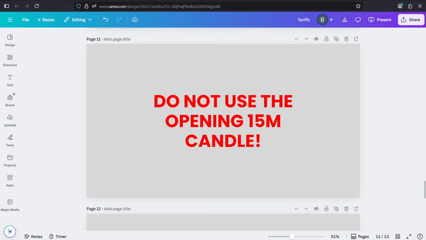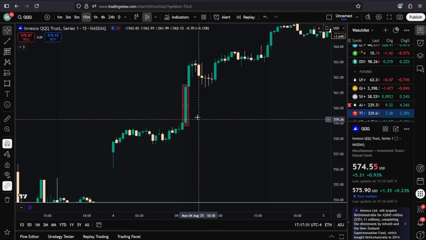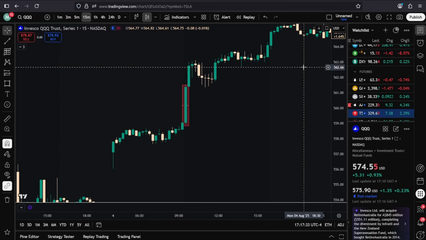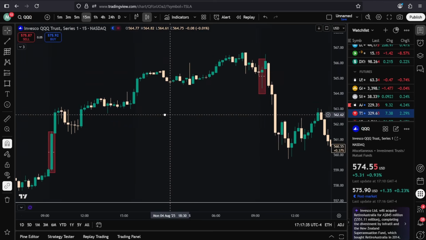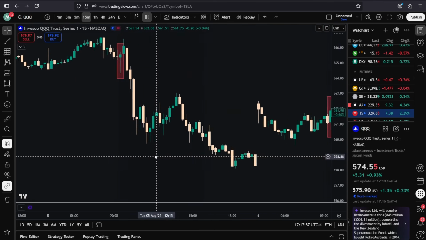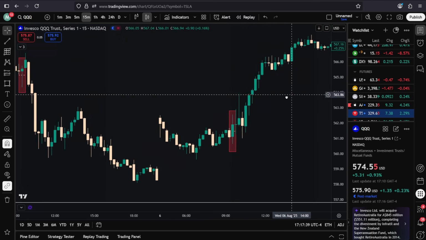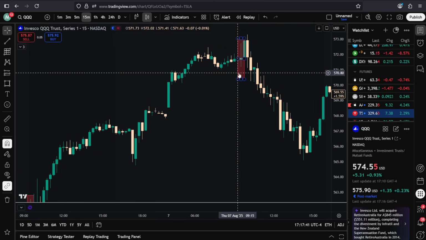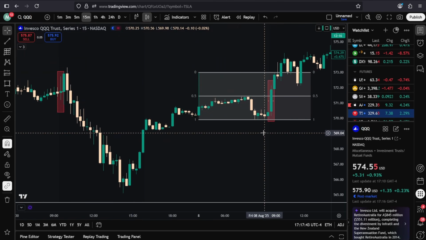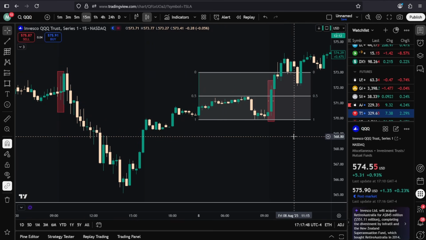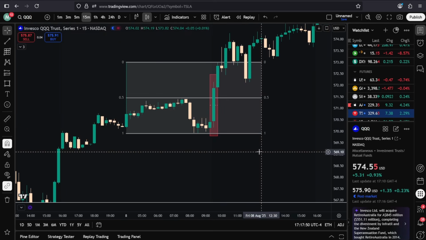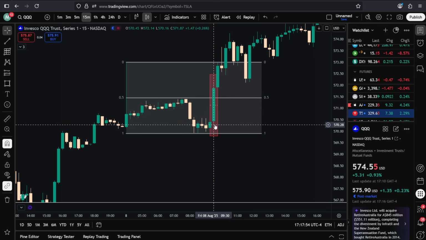Change number 2. We do not, and I repeat, we do not use the opening 15-minute candle anymore. The reason being, data has told me that 45% of the losses associated with this trading model have come from that single 15-minute opening candle. That's a data point that I could not ignore. I may not have believed it at first, but when I really thought about it, yeah, most of those losses we take come from that opening 15-minute candle.